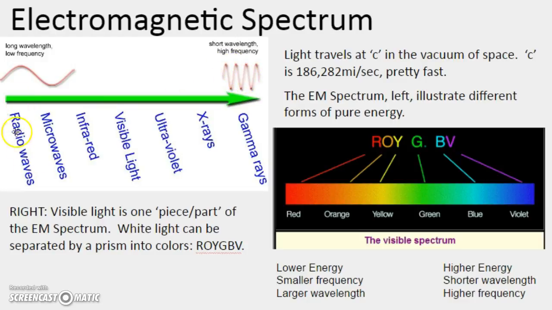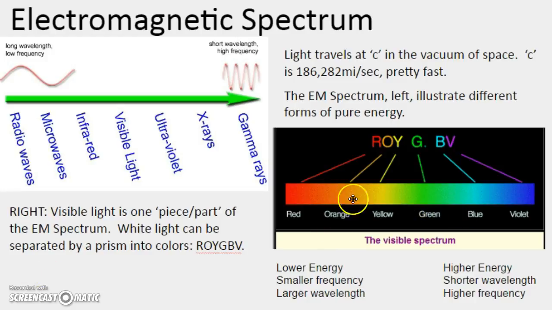And when we go from long waves to short waves, we would say radio waves, then microwaves, then infrared, then visible light. Remember, ROY G. BIV, these are the colors of visible light. Then we have ultraviolet, X-ray, and gamma. When we look to the right, the visible light is simply a piece or a part of the electromagnetic spectrum. White light can be separated by a prism into all of the colors.